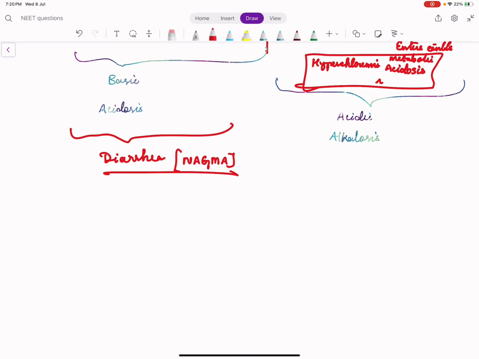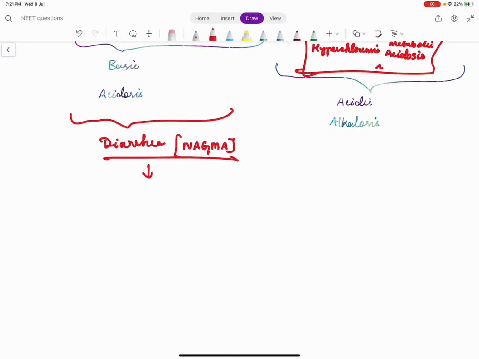So in diarrhea, what is preferred? Since diarrhea causes normal anion gap metabolic acidosis, always a basic solution or an alkaline solution is preferred, so RL is preferred. So the initial fluid of choice in diarrhea is RL.